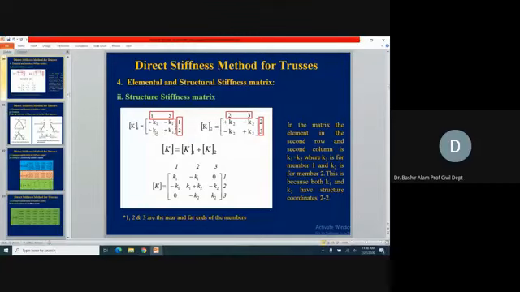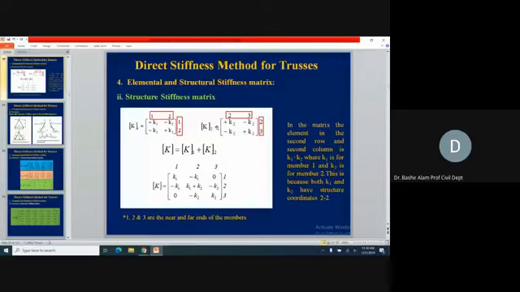Now this is 2, 1. So minus K1 is coming. This is 2, 2. So K1. This you see here, this K1, it is coming from this 2, 2 position. Now, all these elemental 1 matrix has been accommodated in this structural coefficient matrix. This is the structural coefficient matrix.